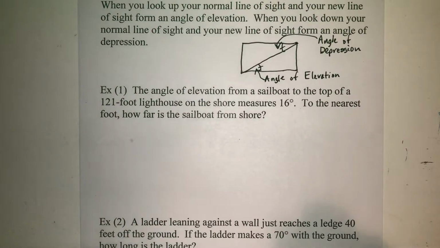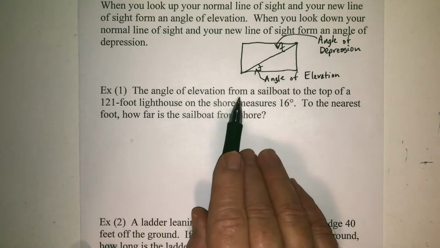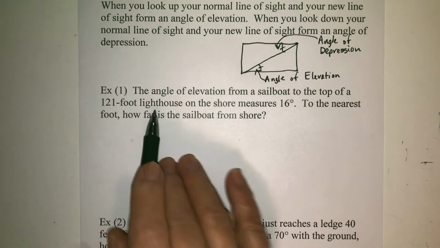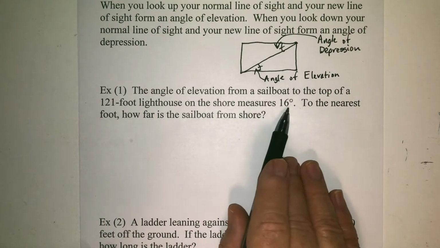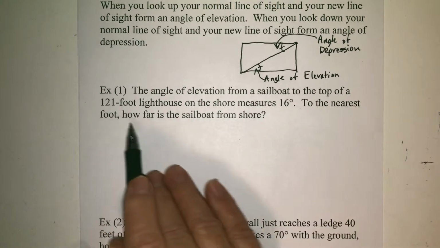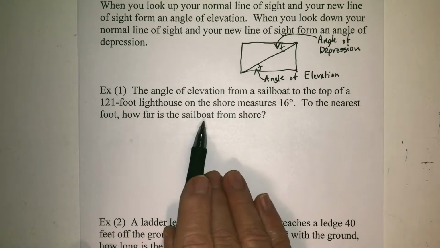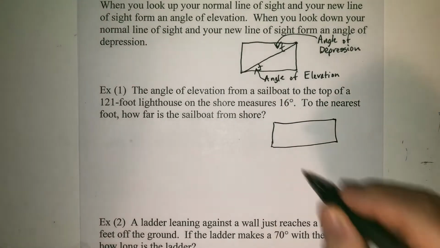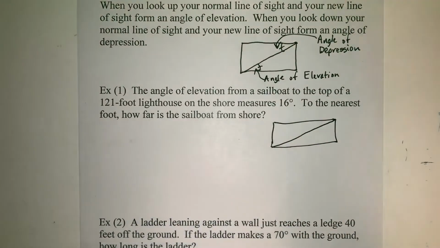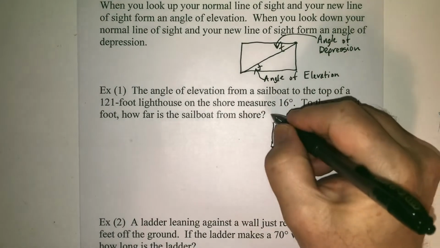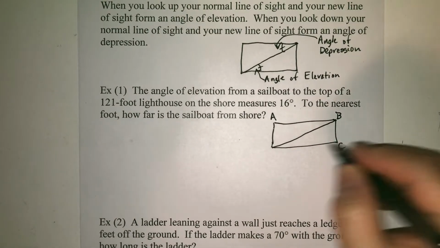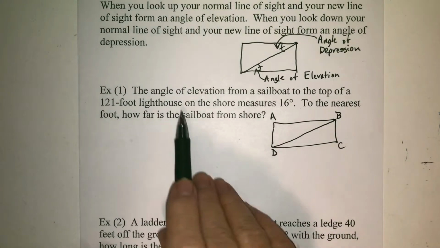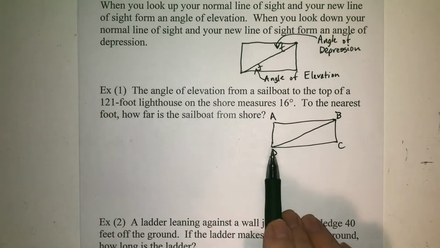Example number one says, an angle of elevation from a sailboat to the top of a 120-foot lighthouse on the shore measures 16 degrees. To the nearest foot, how far is the sailboat from the shore? Well, once again, I'm going to just sketch a rectangle, and I'm going to put in one of its diagonals. I'm going to call this rectangle ABCD.